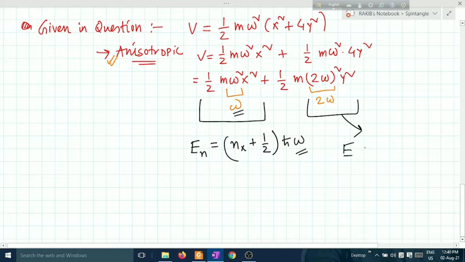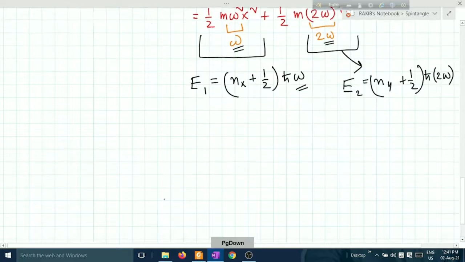And in this case, what is the energy? Let me write it, E1 and E2. What will this be? (ny + 1/2) ħ. Here the frequency is different. What is the frequency? 2ω. Okay, here the frequency is 2ω.